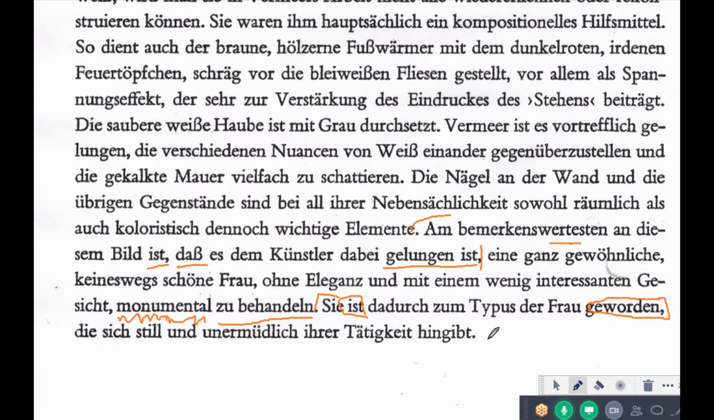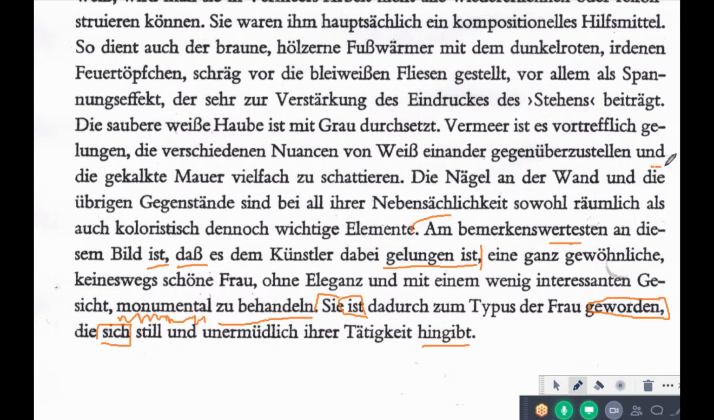Die sich still und unermüdlich ihrer Tätigkeit hingibt. Hingibt gives herself to, or devotes herself. Now here you have a reflexive pronoun. If I were to ask Jeff where the verb complex in this relative clause would be, it would be sich hingibt, who gives herself, die referring to the woman who gives herself calmly and untiringly, both adverbs, to her, literally activity, but I would say to her chores.